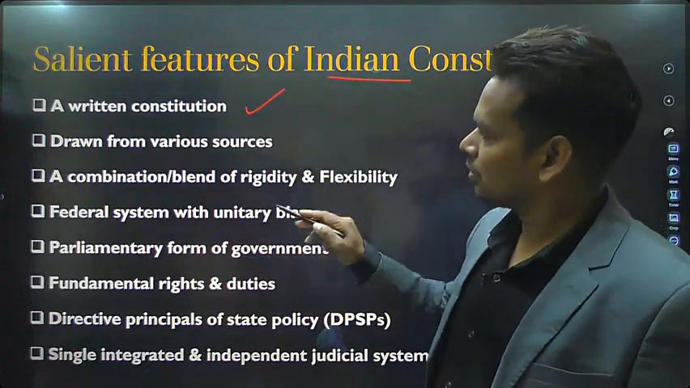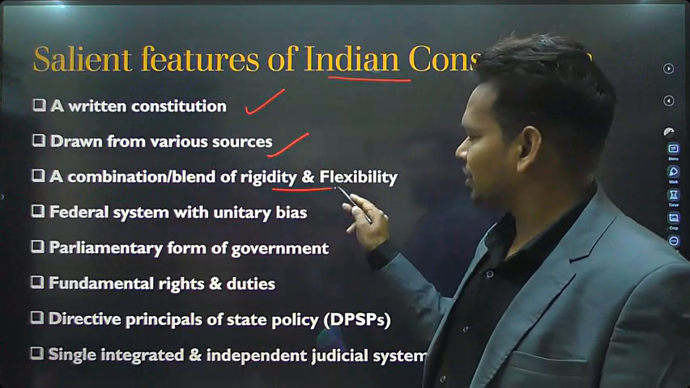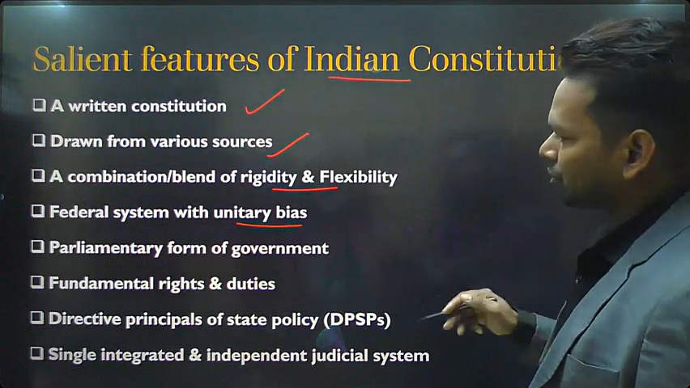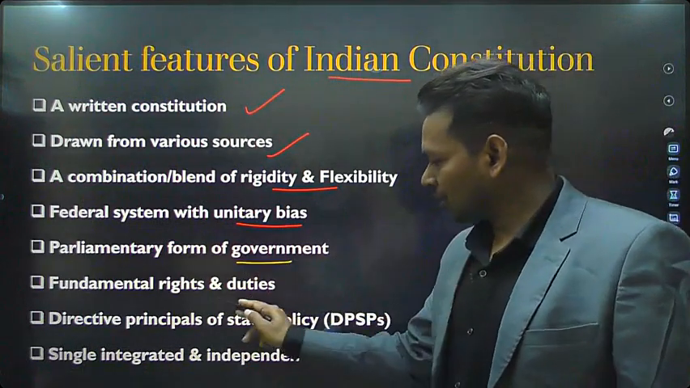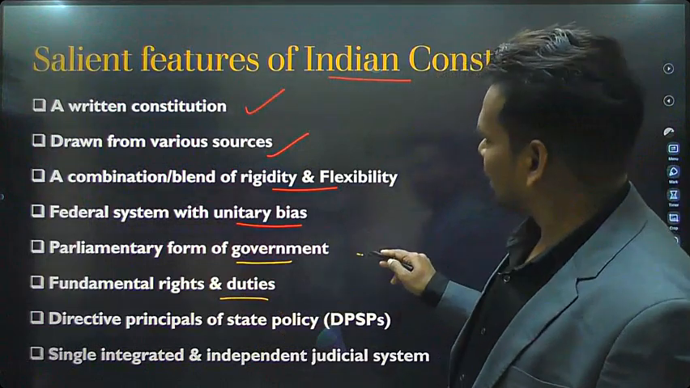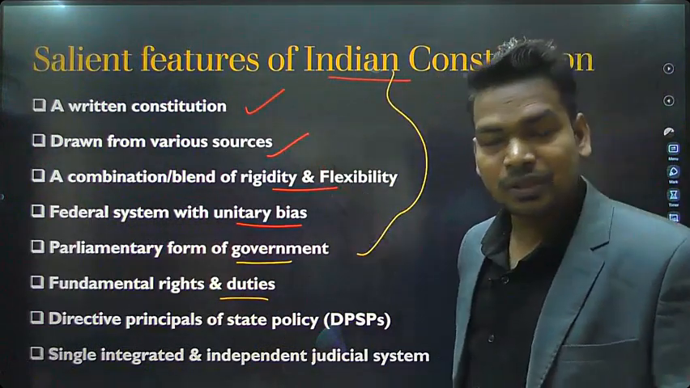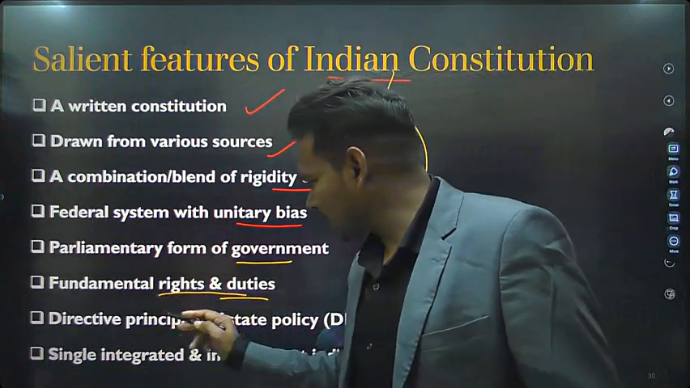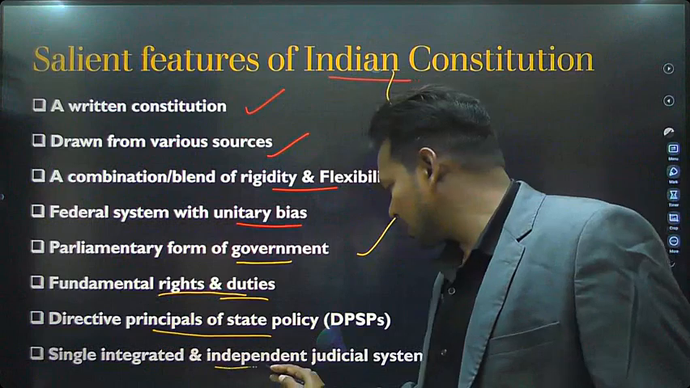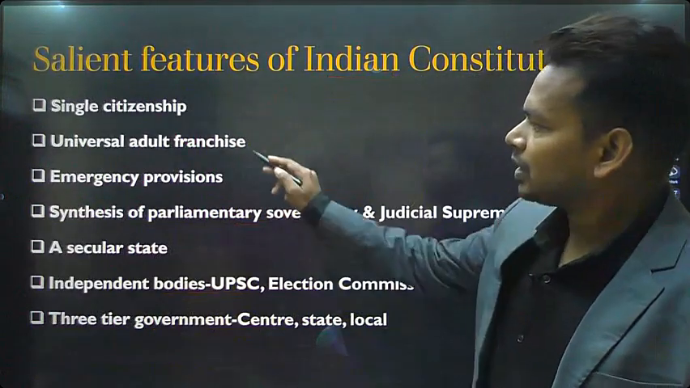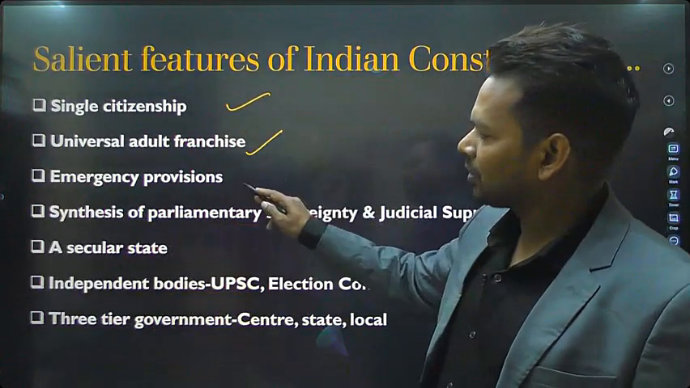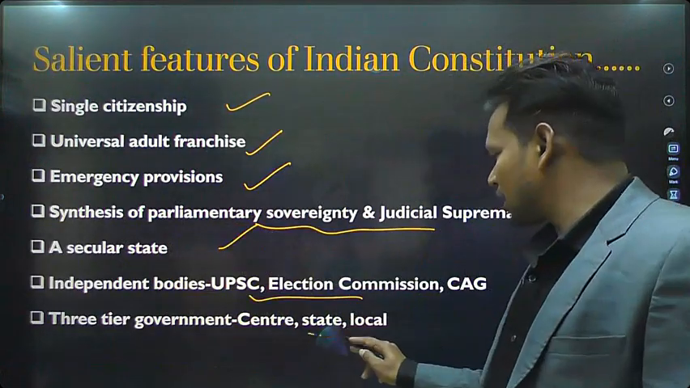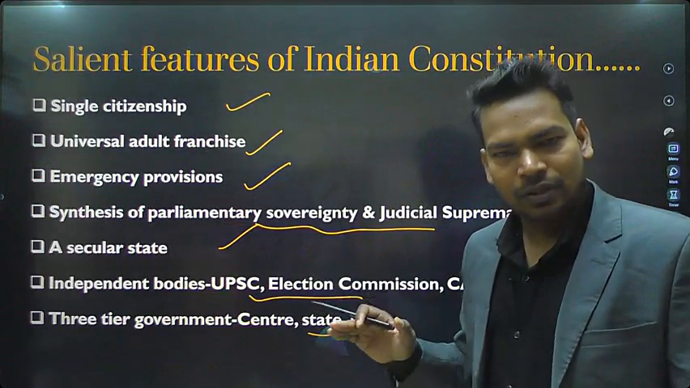A written constitution drawn from various sources, a combination of rigidity and flexibility, federal system with unitary bias. These are the features associated with the Indian parliamentary form of government, fundamental rights and duties. I think till now we have discussed these topics in a very detailed manner in the previous session. Now we are going to discuss fundamental rights and duties, DPSPs, single integrated and independent judicial system, single citizenship, universal adult franchise, emergency provisions, synthesis of parliamentary sovereignty, secular state, independent bodies. Whatever things remain, we are going to discuss in this session only.